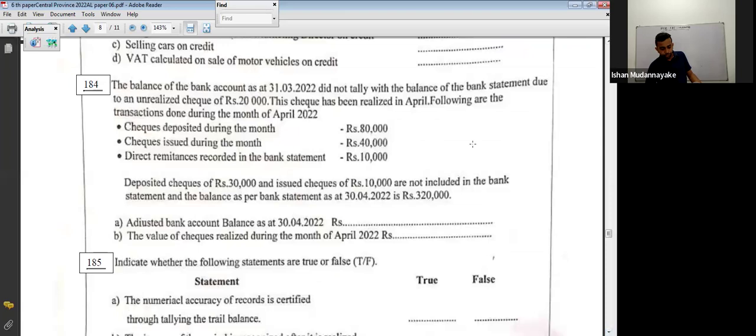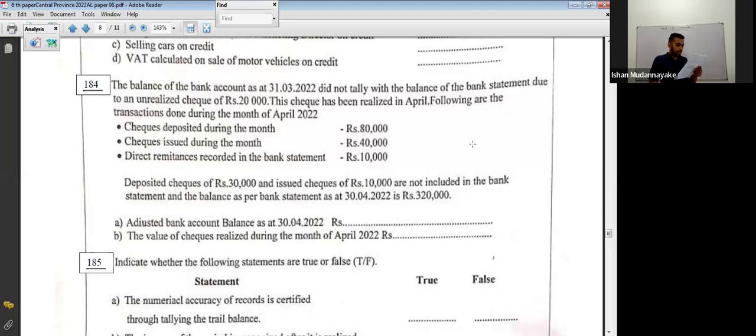Right. Come and look at question number 184. The balance of the bank account as of 31st March 22 did not tally with the balance of the bank statement due to an unrealized check of 20,000. Due to the unrealized check of 20,000, the bank account did not tally with the bank statement. This check has been realized in April.